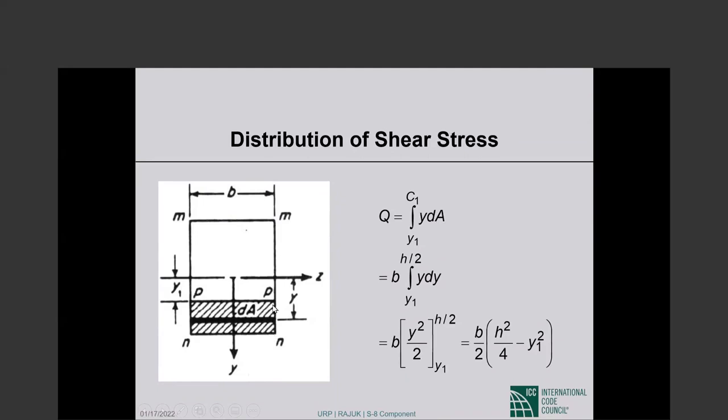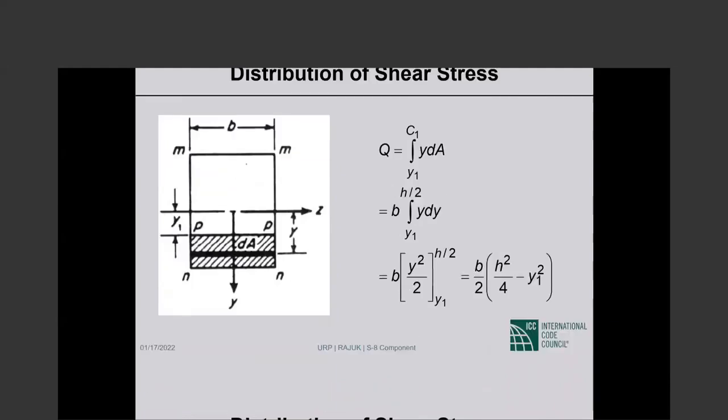We integrate that over the hatched portion of the section from y1 to c1, the distance to the bottom. So dA is the width b times dy, the incremental depth of the elemental area. Okay. So we can take the b out of the integral. That doesn't vary with depth. Integral y dy from y1 to h/2. So the integral of y is y squared by 2. We take it from the limits of y1 to h/2, and that gives us this. So the Q that we are looking for in our particular case is b/2 times (h squared by 4 minus y1 squared). Okay.